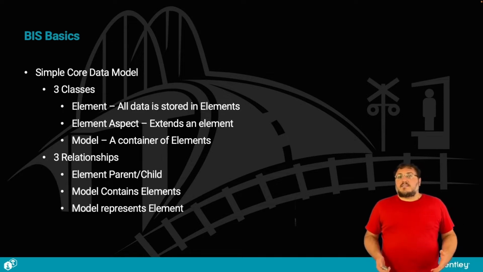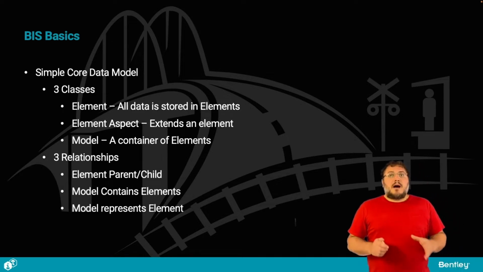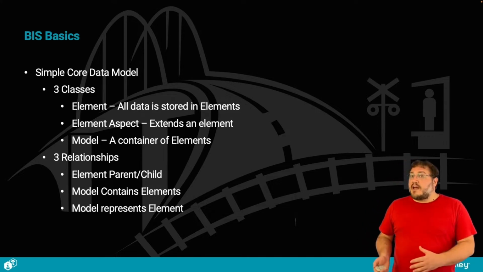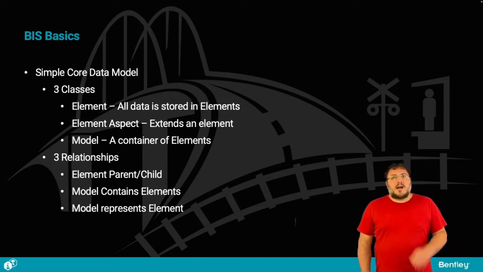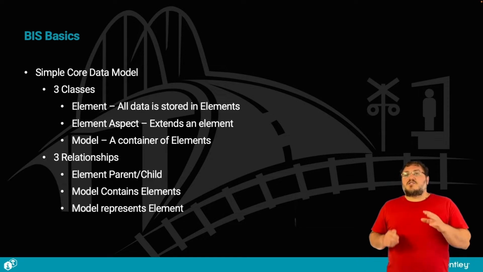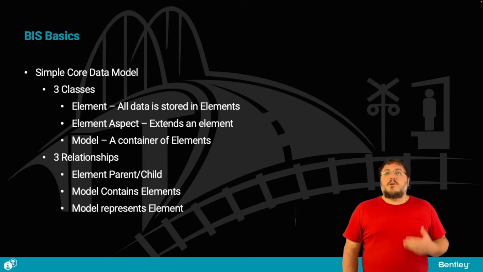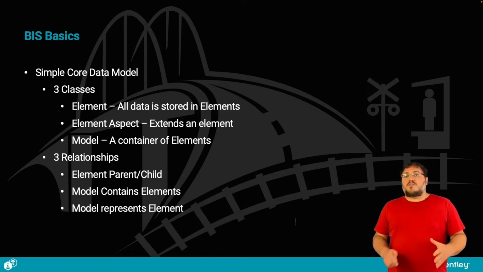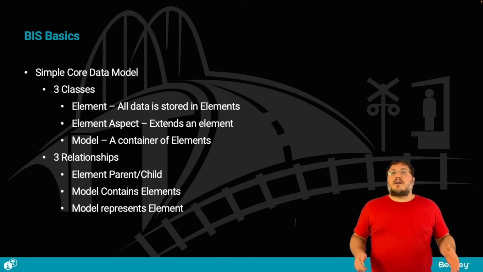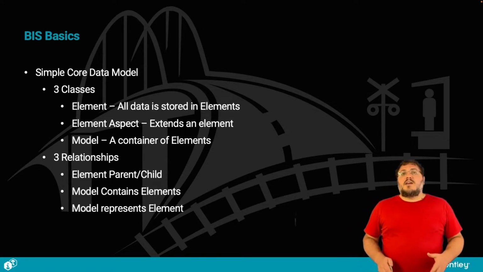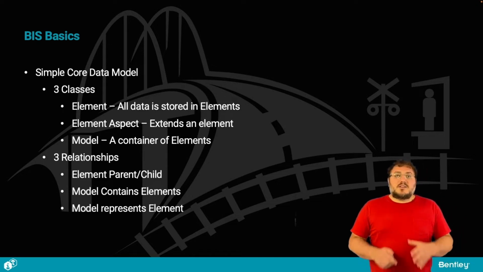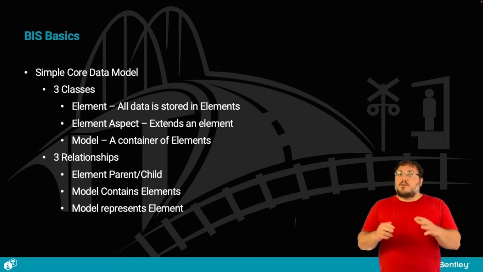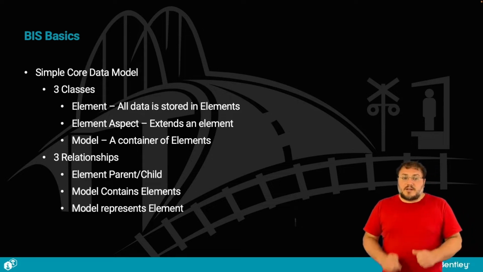The final class that I want to talk about is model. Model is a container for elements. So every element exists within a model. On top of these three classes, there are three relationships that are really important when you think about how the data is organized and structured inside of an iModel. The first one is element parent-child relationship. This lets you build assemblies of elements. So you can take a bunch of small components and build them together into one larger assembly.